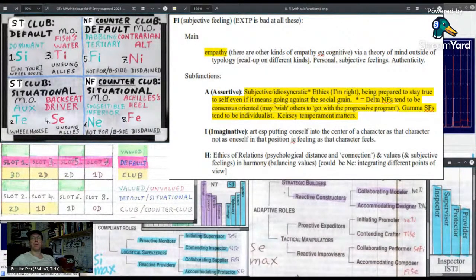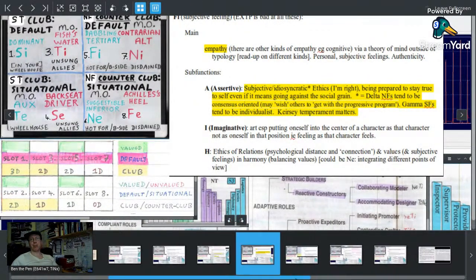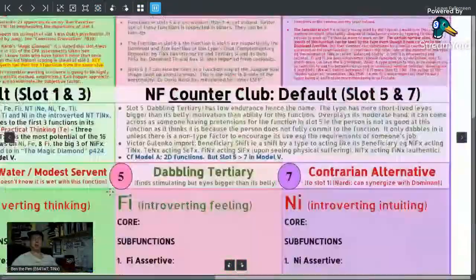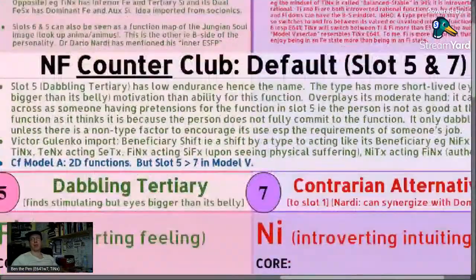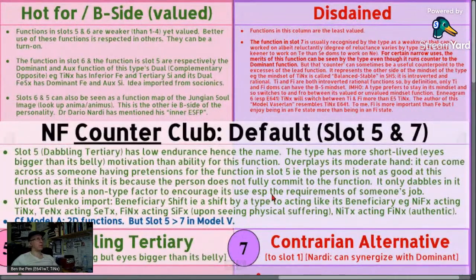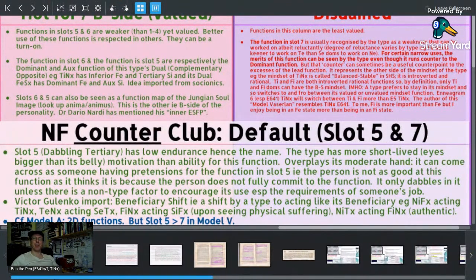All right. What have we got here? It's difficult to elaborate on FI. I did say that bit before about tertiary. I'll go back to it again, if you want to absorb it, about what I say about slot 5. Slot 5, dabbling tertiary. It's difficult to speculate, but I just think that the ISTJ's FI is going to be very much affected by their temperament and very much affected by their upbringing.